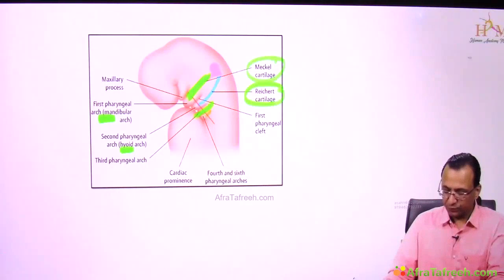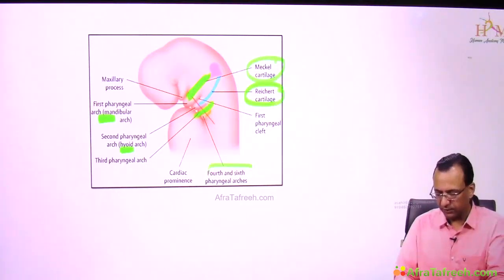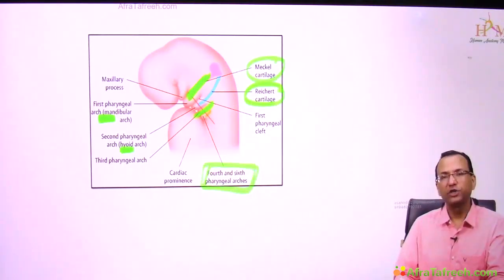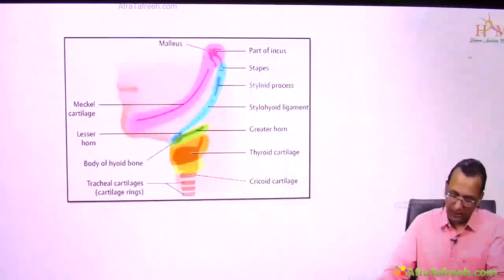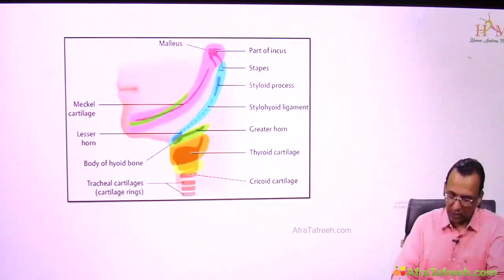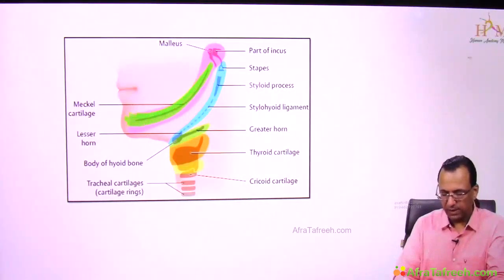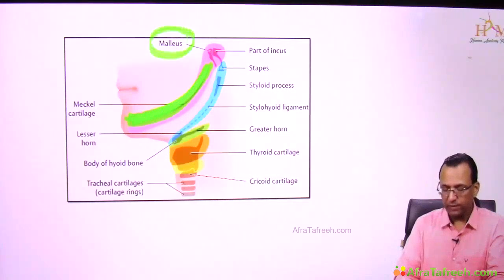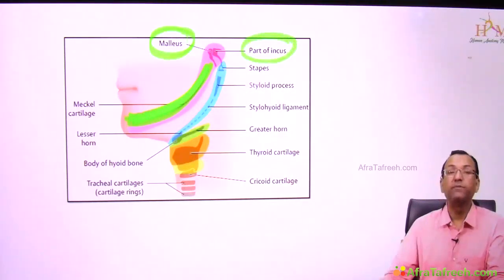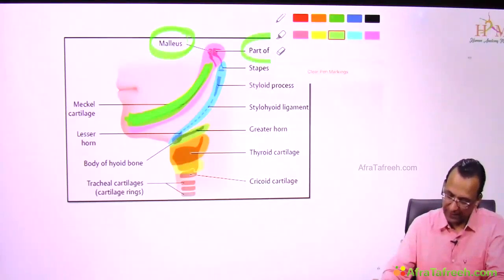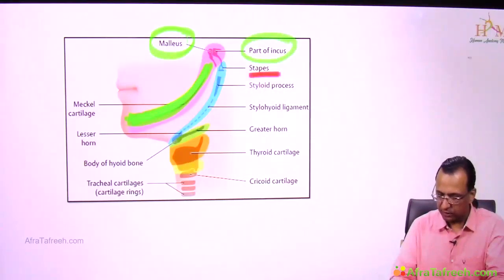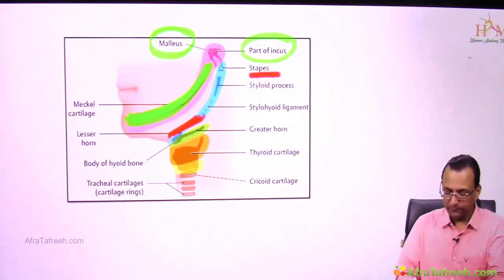And what about the 4th and 6th? 4th and 6th will form the larynx cartilage. Let us look at the details now. You see, first arch will form mandible bone. Not only mandible bone, but it will also form the malleus bone and the incus bone, which are in the middle ear cavity. Then who is forming stapes? Actually, stapes will develop in the second arch along with the upper part of the hyoid bone.